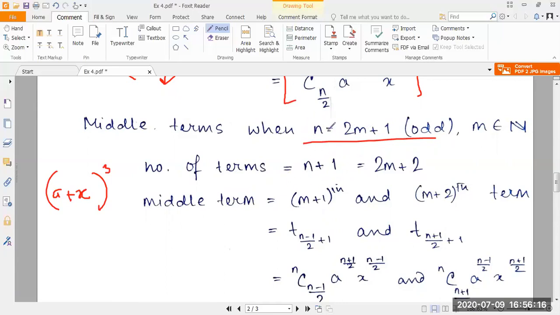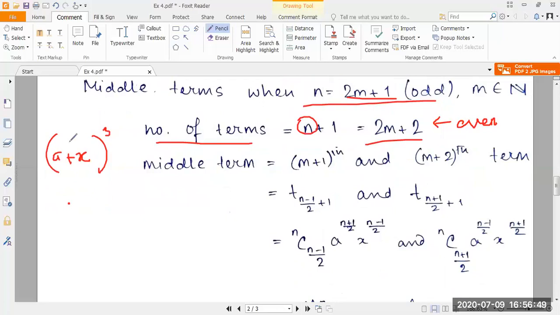And as we have assumed that n equal to 2m plus 1, in order to express the fact that n is an odd number, then n plus 1, which is the number of terms, will be 2m plus 2, because n is equal to 2m plus 1. Then n plus 1 will be 2m plus 1 plus 1, which is 2m plus 2. So we have 2m plus 2 terms in the binomial expansion on the right hand side. Now, if 2m plus 1 is odd, then 2m plus 2 will naturally be even. So we have an even number of terms on the right hand side of the binomial expansion.